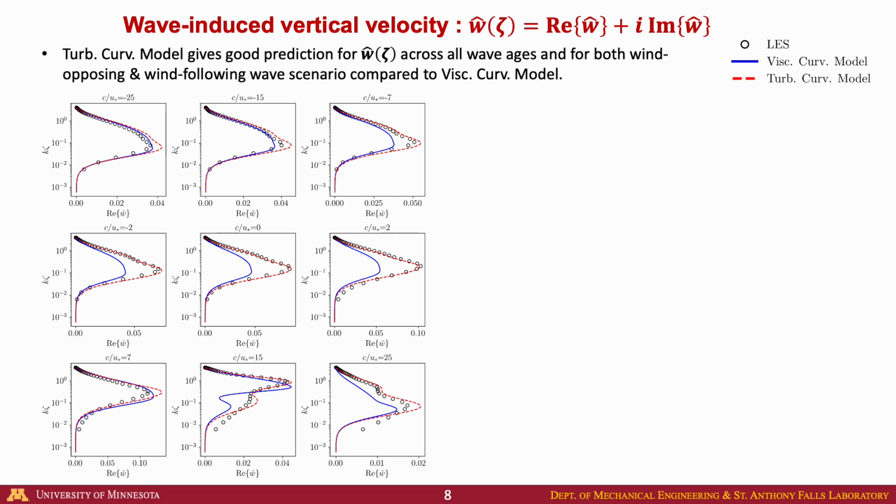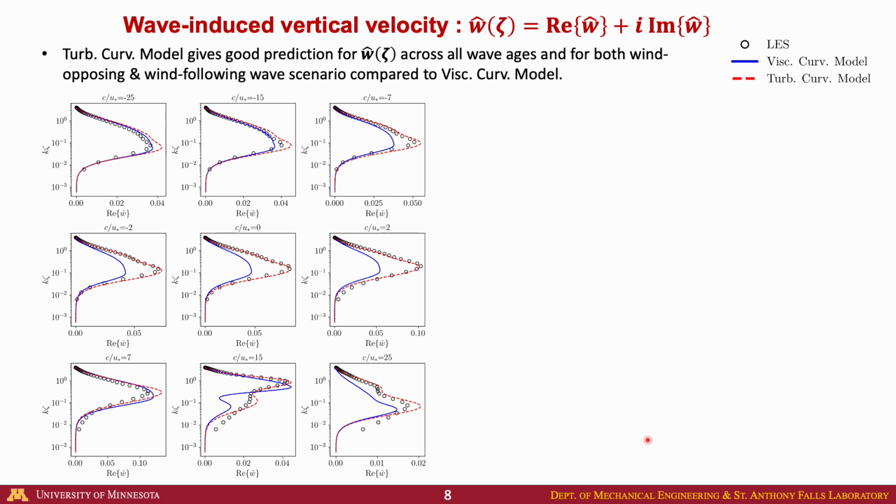First, we show the Fourier modes of the real part of W hat. Each box represents a different wave age scenario as denoted by the title above each plot. The markers are results from LES. The blue line represents model predictions from the viscous model, while the dashed red line are predictions from the turbulent model.